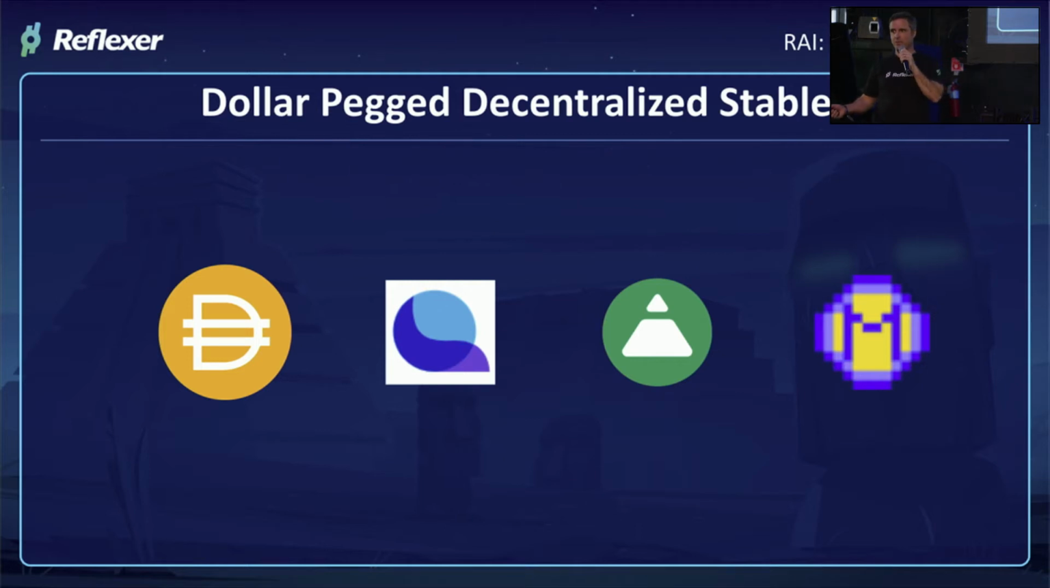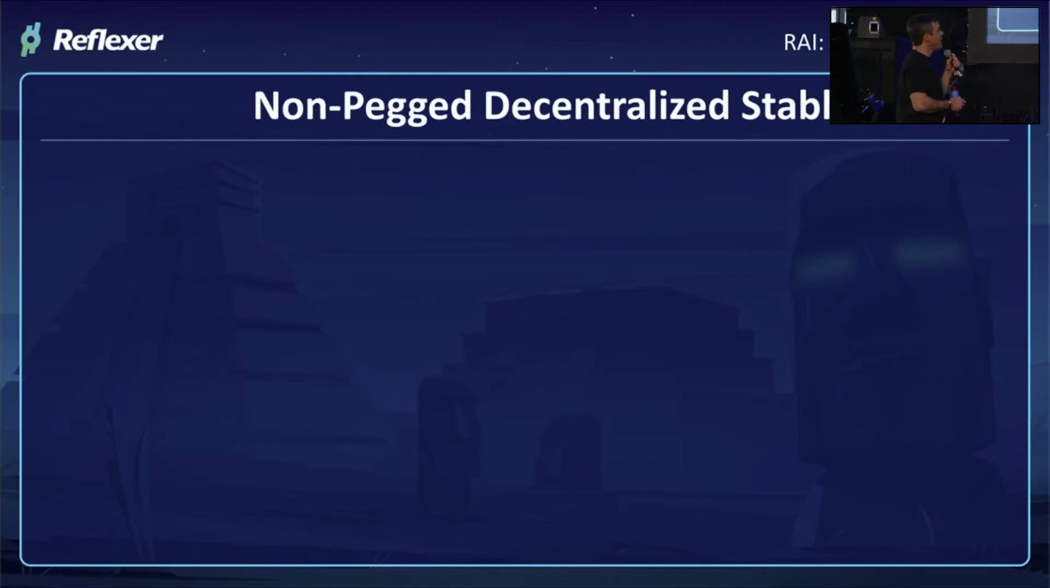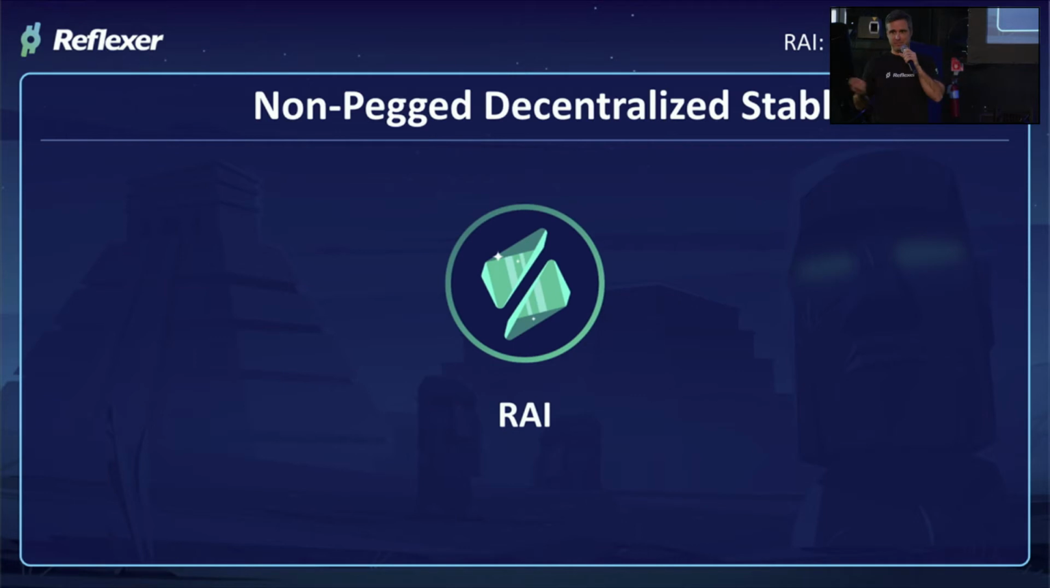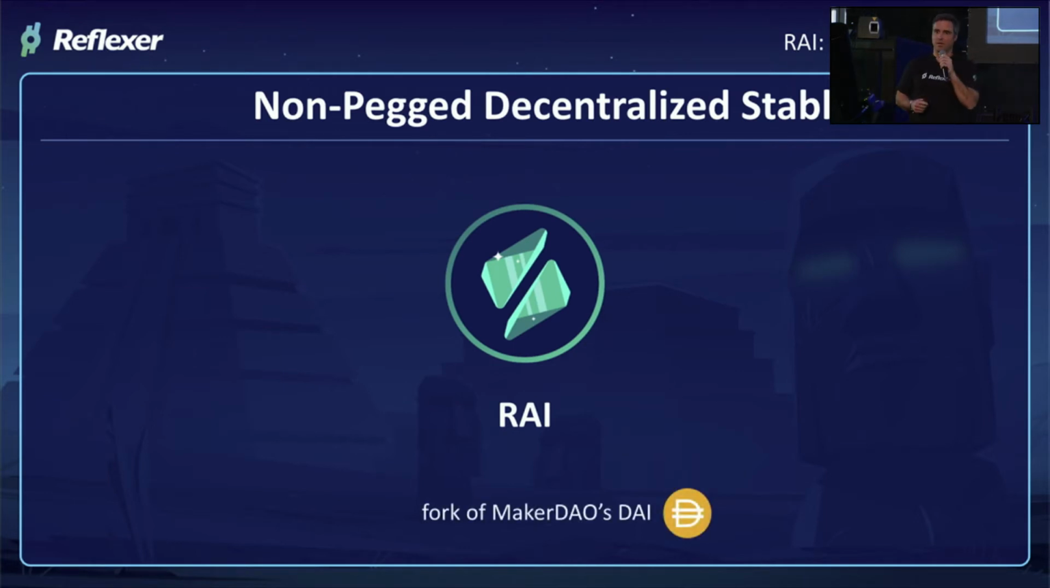So these are stables that are represented, at least in some part, by crypto collateral. And then there's unpegged decentralized stables. And that's RAI. RAI is a fork of the MakerDAO DAI codebase. Everyone knows DAI, 10 billion DAI in circulation.